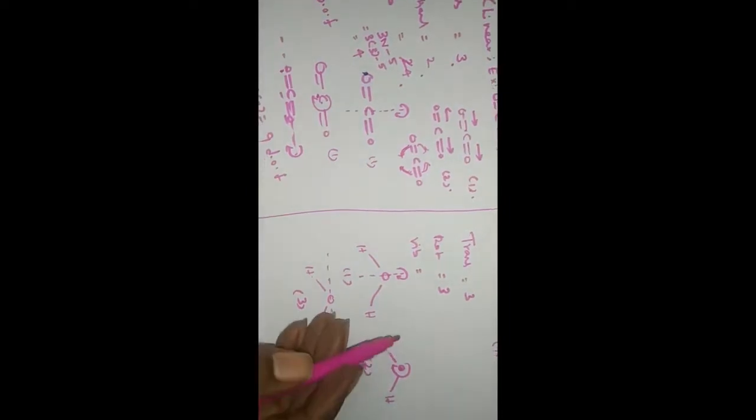Now, how many vibrational degrees of freedom are possible in this case? For any non-linear molecule, 3n minus 6 vibrational degrees of freedom are possible. That is 3 into 3 for a triatomic, so n is equal to 3, minus 6. So 9 minus 6 is equal to 3 vibrational degrees of freedom possible.